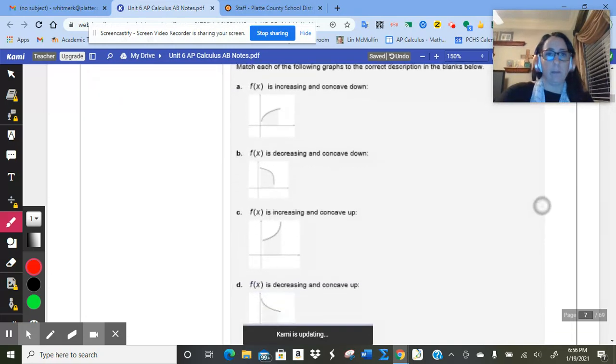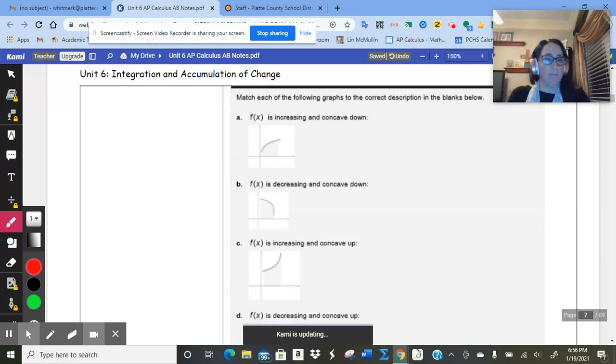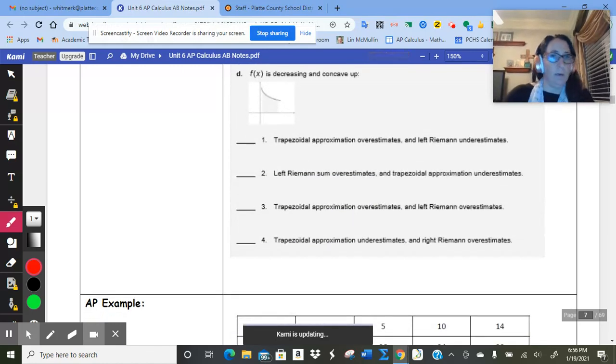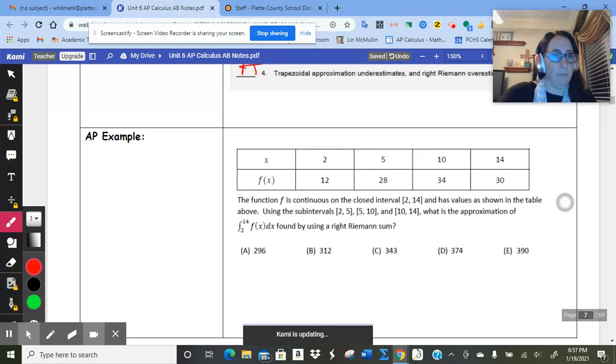All right, go ahead and see if you can try this one. You need to do a matching and see how you do. Pause me, and then when you're ready, unpause. So I got C, B, D, and A. If you have questions with those, let me know.